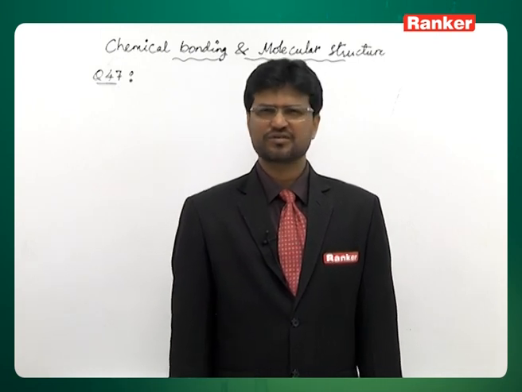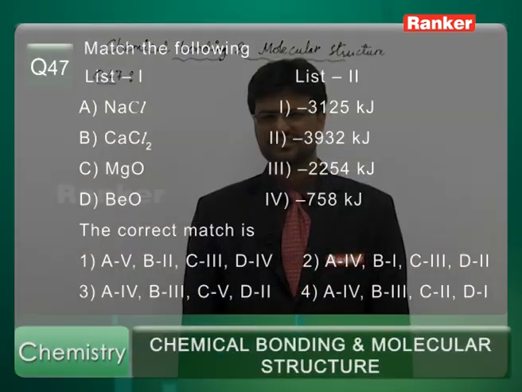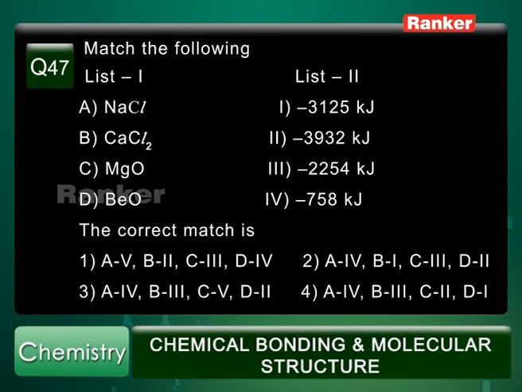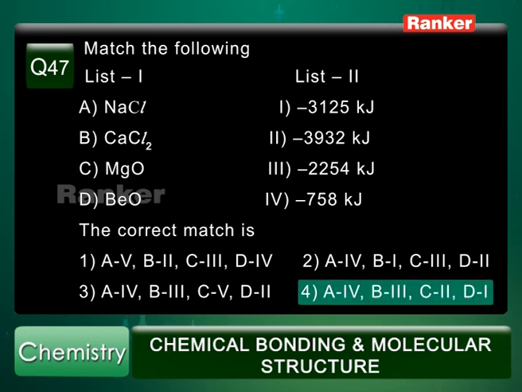The second highest will go to beryllium oxide due to high charge densities, and then calcium chloride will get the third highest. So, the correct answer therefore will be fourth option, A4, that is sodium chloride is matched with minus 758, the lowest value, and magnesium oxide, that is C, is matched with the highest value, minus 3932. So, the correct answer therefore is fourth option.